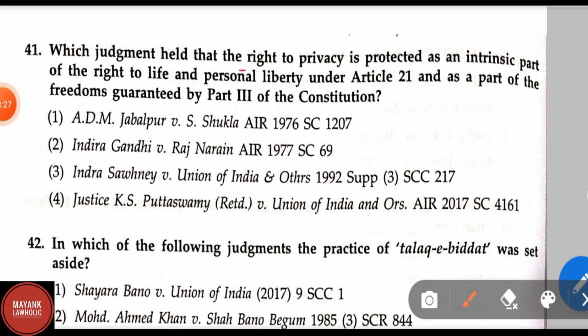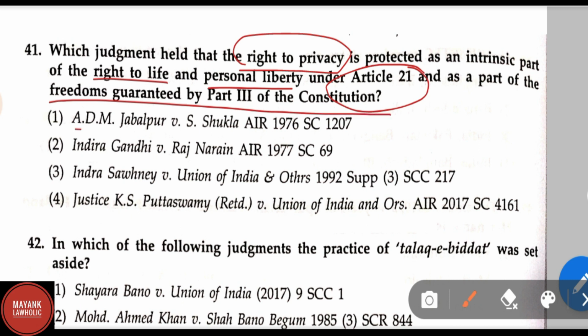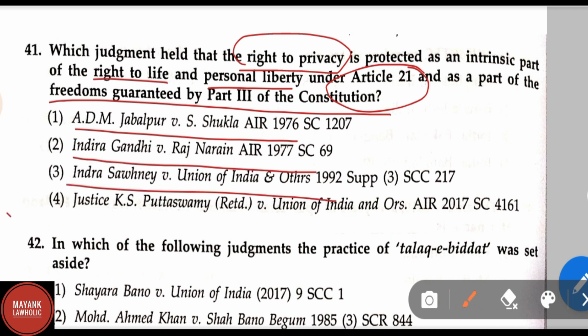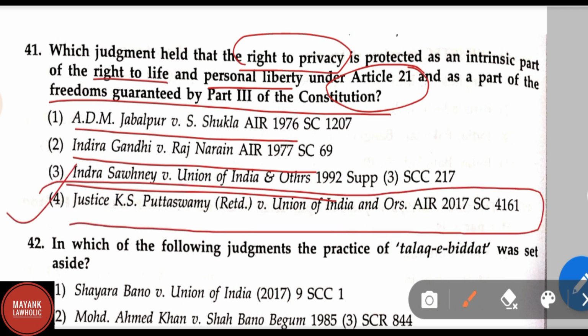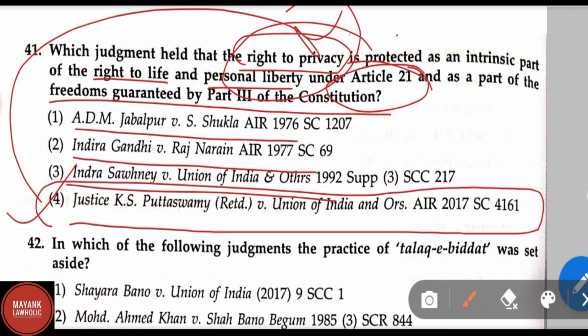Question number 41. Which judgment held that right to privacy is protected as an intrinsic part of the right to life and personal liberty under Article 21 and as a part of the freedom guaranteed by Part 3 of the Constitution? This is a very recent case and also very important case. Well, let us first see the options. Option 1 is ADM Jabalpur vs. Shukla, AIR 1976. Option 2, Indira Gandhi vs. Raj Narain. Option 3, Indra Sawhney vs. Union of India and others. But the correct answer is Justice K.S. Puttaswamy retired vs. Union of India and others, AIR 2017. This case is related to right to privacy which is protected under Article 21.